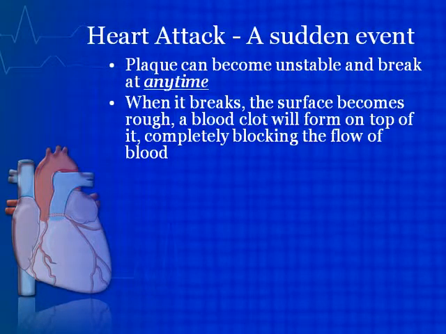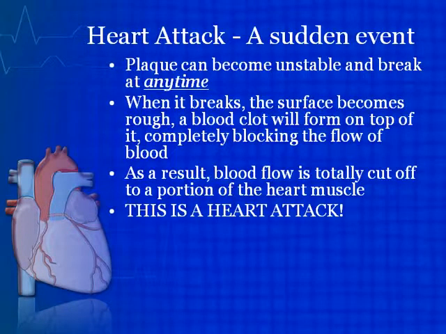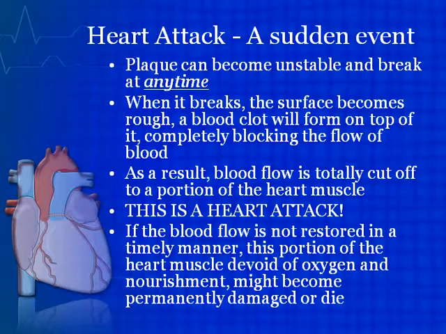Now when it breaks loose, the surface on the inner side of the blood vessel becomes rough, and the body will mount a defense response against this reaction, leading to the formation of a blood clot. Now this blood clot could completely block the flow of blood downstream, leading to complete loss of blood flow and loss of nourishment and oxygen supply to a portion of the heart muscle that blood vessel is supplying. That is what is a heart attack. If the blood flow to that portion of the heart muscle is not restored in a timely manner, it actually can become permanently damaged, or there can be death of that portion of the heart muscle.